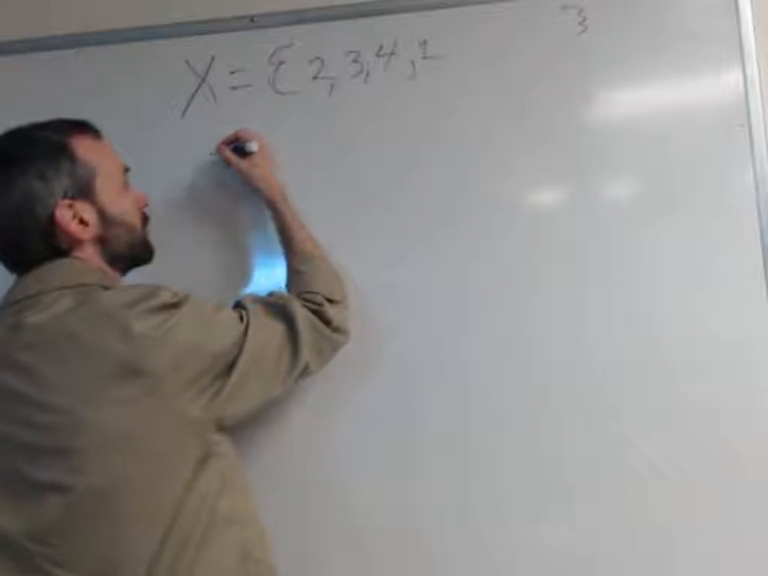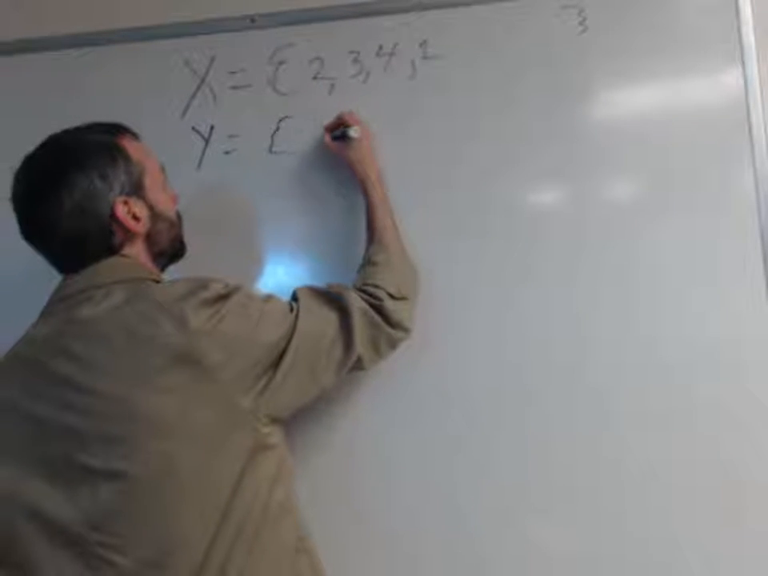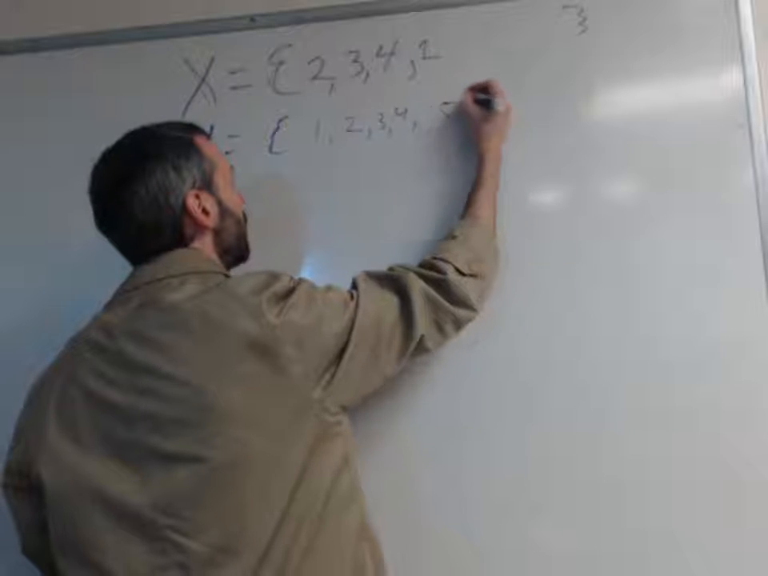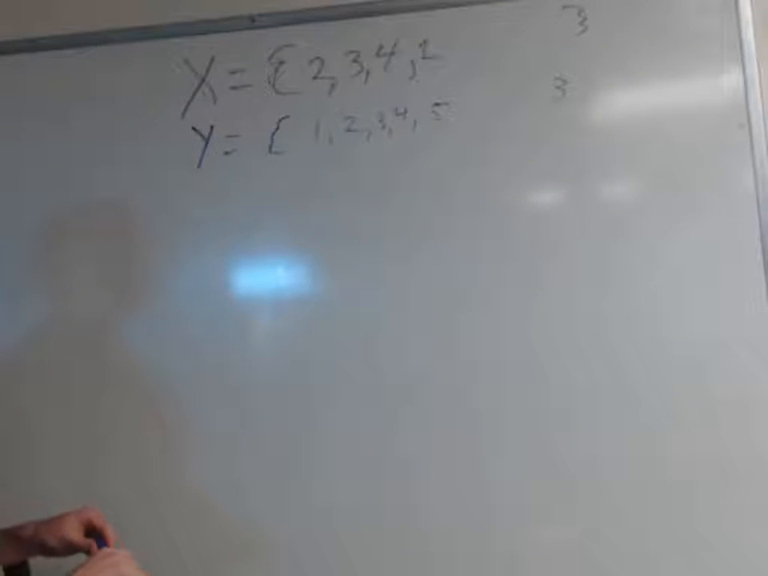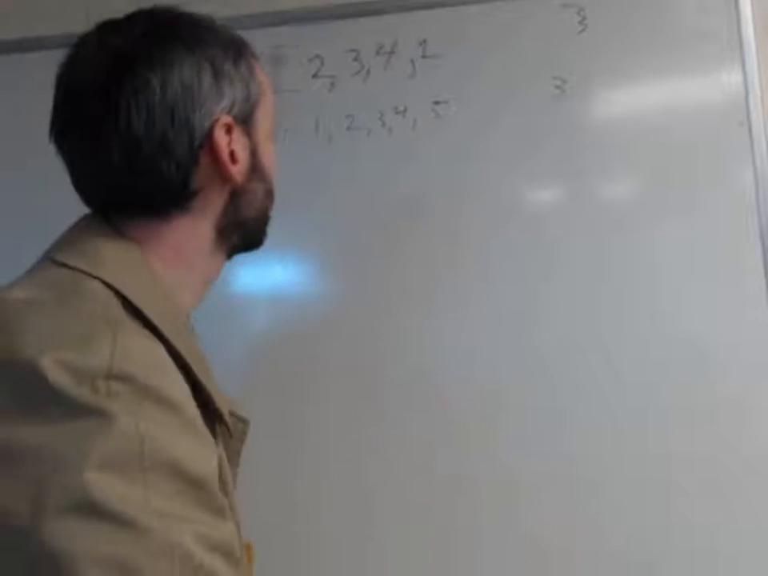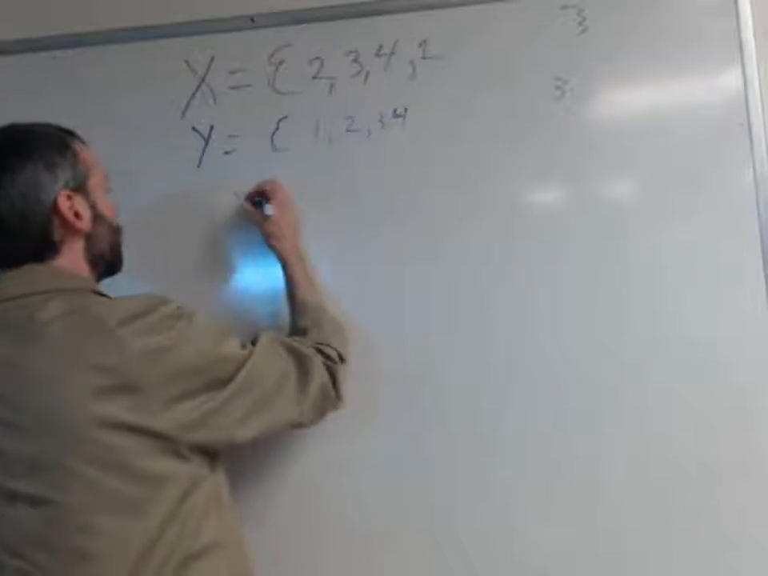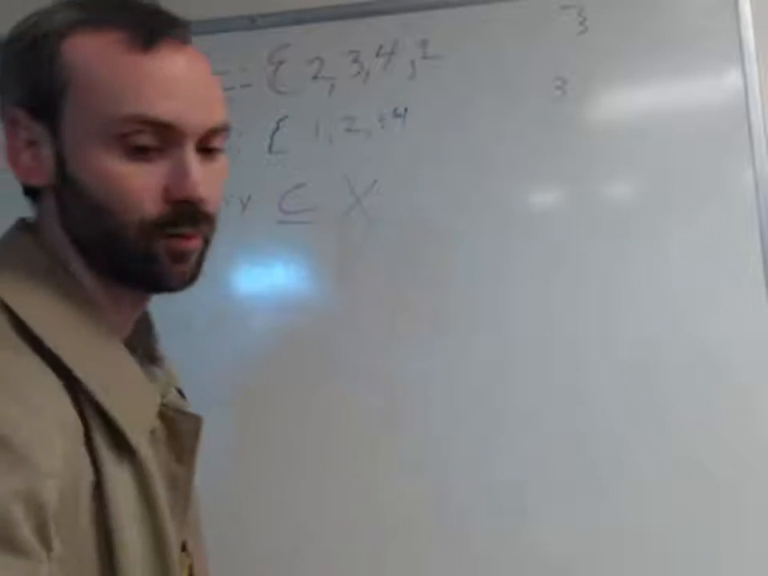What is this? That was a weird curly bracket. And then y equals 1, 2, 3, 4, 5. All right, is y a subset of x? No. Why? Because there's a 5. But if we remove the 5, is y a subset of x? Yeah. So if we do this, y is a subset of x.